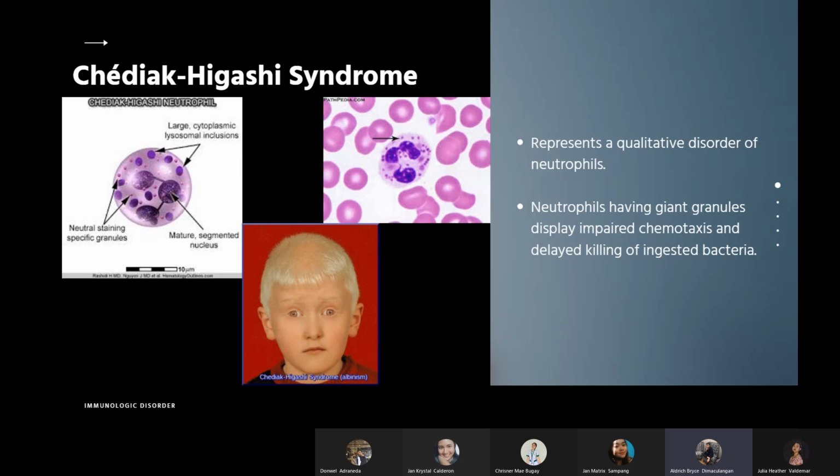Nakikita po natin dito sa picture na ang nagiging effect po ng Chediak, parang siya po yung agad na hindi nakaka-respond sa ating mga bacteria, and yung bacteria po natin nag-i-inhibit po siya dun sa place ng ating katawan. And yan po yung nagiging presented na itsura niya po. Masyado pong nagiging neutral yung staining ng kanyang specific granules, and yung kanya pong cytoplasmic lysosomes ay large inclusions, at yung kanya pong nucleus ay sobra pong nag-mature at segmented.